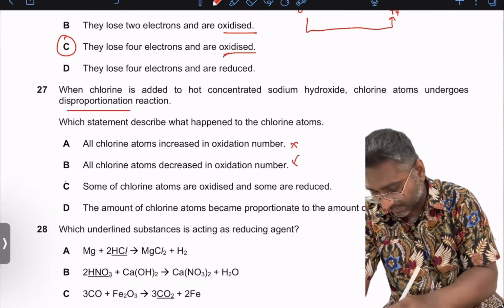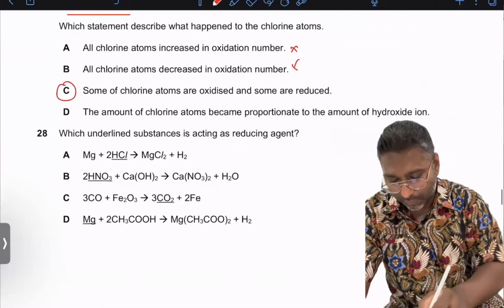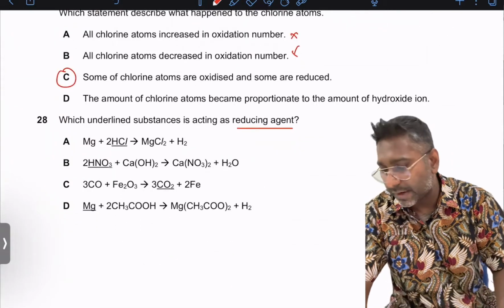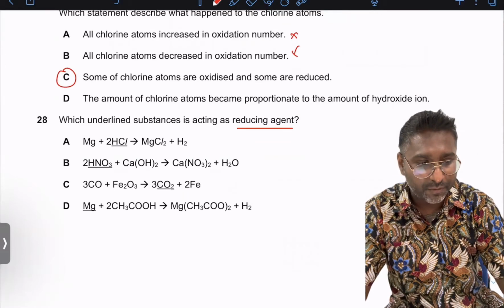So some will be oxidized, some will be reduced. Okay, next. Now, what is going to be a reducing agent? A reducing agent is something that will reduce others, but they themselves will get oxidized.